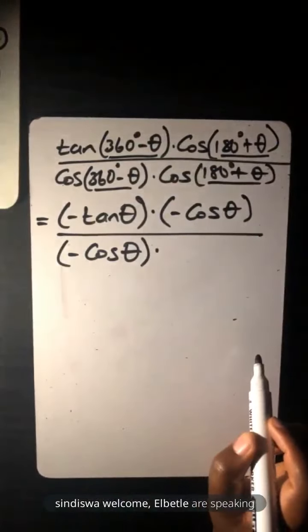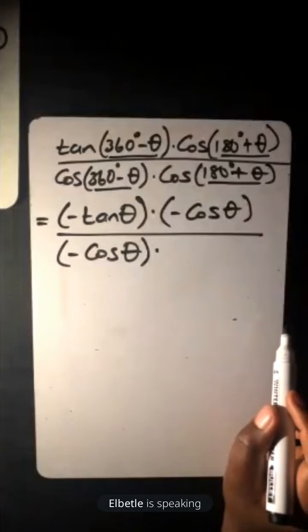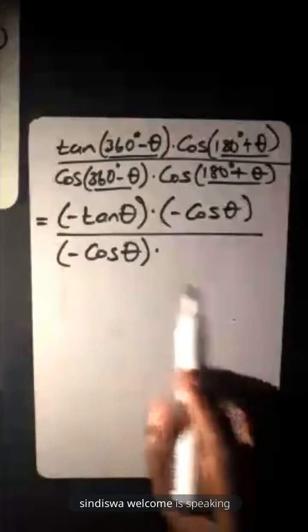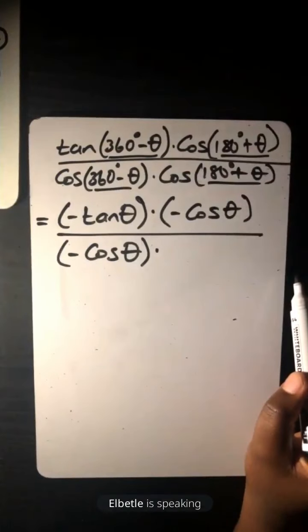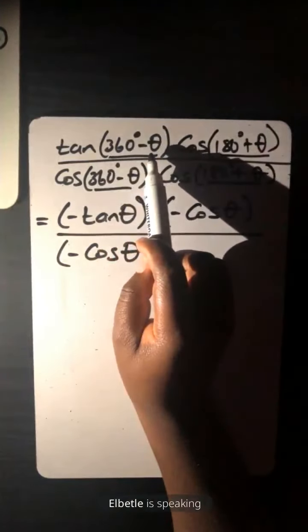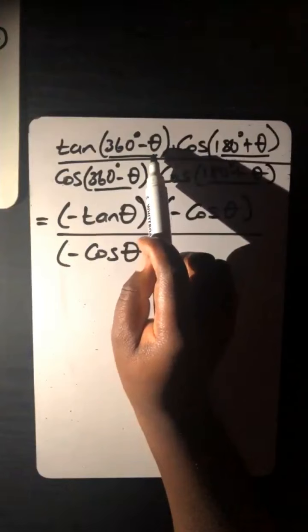Sir, I have a question. Isn't tan supposed to be positive? Sir? Wait. The first one you're saying isn't what supposed to be what? Tan supposed to be positive. Wait, under which quadrant does it fall? Fourth quadrant. And then in the fourth quadrant, what trig ratio is positive there?